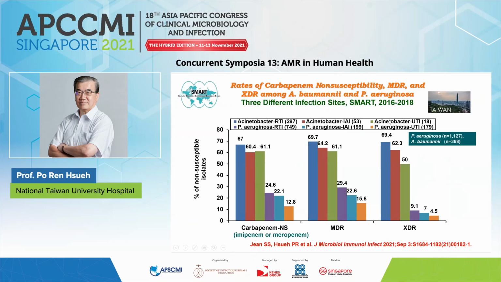If we look at Pseudomonas aeruginosa and Acinetobacter baumannii, focusing on MDR and XDR, you can see here carbapenem non-susceptible, MDR and XDR. Acinetobacter baumannii is in the first 3 columns, and Pseudomonas aeruginosa in the following 3 columns. You can see MDR and XDR for Acinetobacter baumannii more than 50% XDR and more than 60% MDR. For Pseudomonas aeruginosa, around 10% for XDR and around 20% for MDR, but based on different types of isolates from different types of infection. So for the data in Taiwan, we can see the big problem of MDR and XDR Acinetobacter baumannii and Pseudomonas aeruginosa. This is the data from the global SMART.